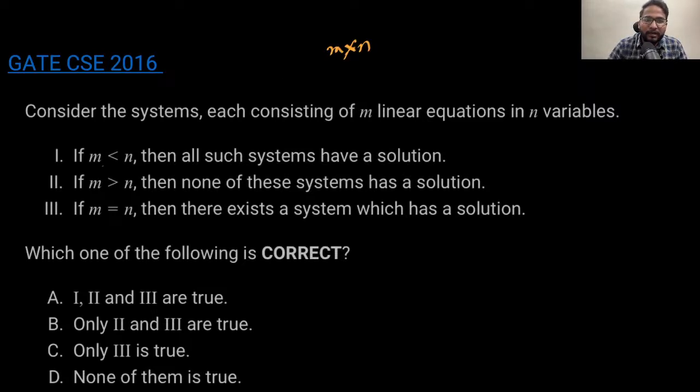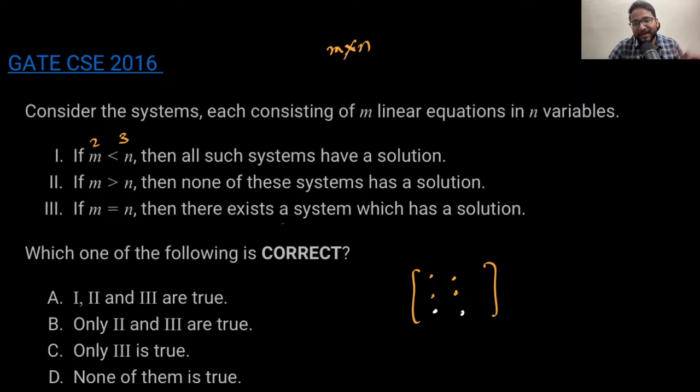Cool. If m is less than n, let's just take it 2 and 3, which means two rows and three columns. Then all such systems have a solution? No, nothing was said about linear dependence or independence, right? So I cannot guarantee it. It depends on what these three vectors are doing. If m is greater than n, which means the situation is reversed, 3 rows and 2 columns, then none of the systems has a solution? No, that is also not so, it depends on whether it is linearly dependent or not. So neither this is true nor this is true.